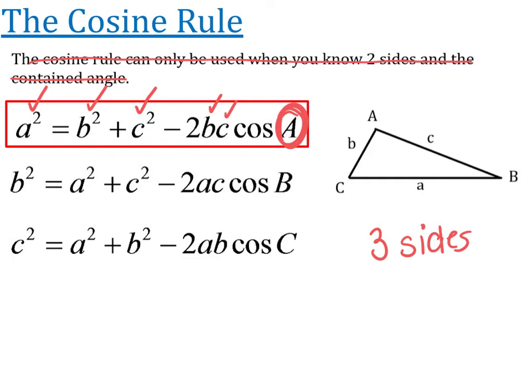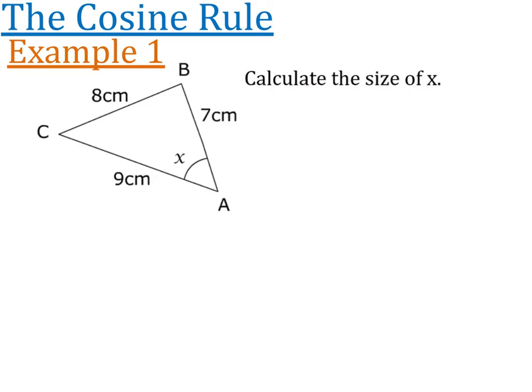So if we have all three sides, we can actually use that to find one of the missing angles. All right, here we go. I will explain this. So a nice straightforward question to start with. It says calculate the size of x. X is the angle that is at angle A, so everything's been labeled really nicely for us.